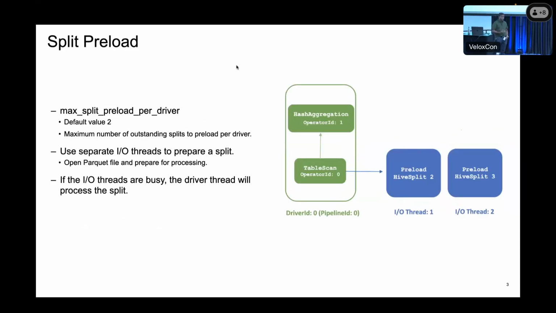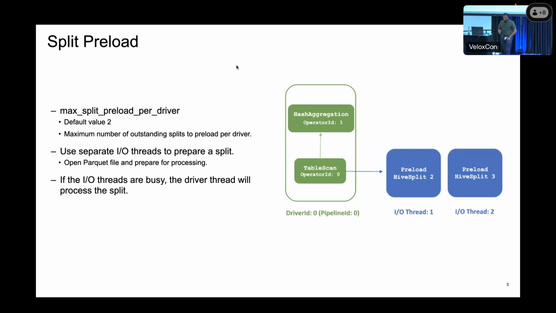Next, we have something called split preload. This is another form of parallelism with I/O threads. Apart from the driver threads, we have a bunch of I/O threads that we instantiate at the Velox layer. As a driver is reading a split, it can preload other splits. It will assign some of the splits to an I/O thread to prepare the data source. The I/O threads will read the file and make it ready for the driver to start processing. So that's some asynchronous processing by the driver thread.